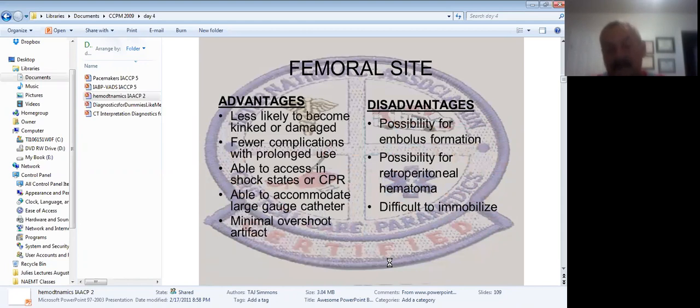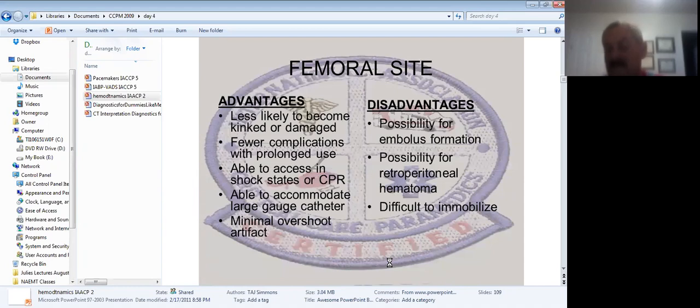On the fem site, it is less likely to become kinked or damaged because it's in the femoral region. There's not a lot of complications with prolonged use. You're able to access this thing in really low shock states or in CPR states, and you can put a really big catheter in there. It's really hard to overshoot this thing because at the inguinal crease, the femoral artery dives down against the base of the pelvis, so it's really almost impossible to overshoot it.